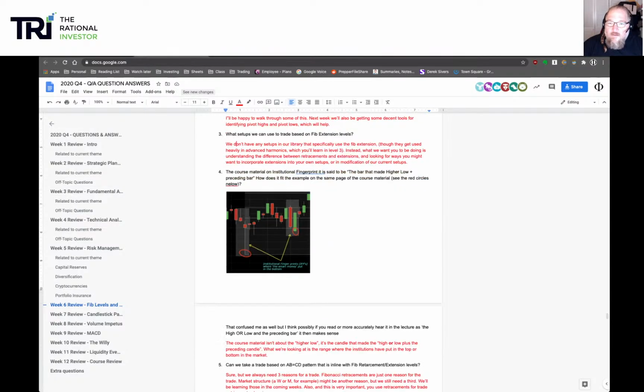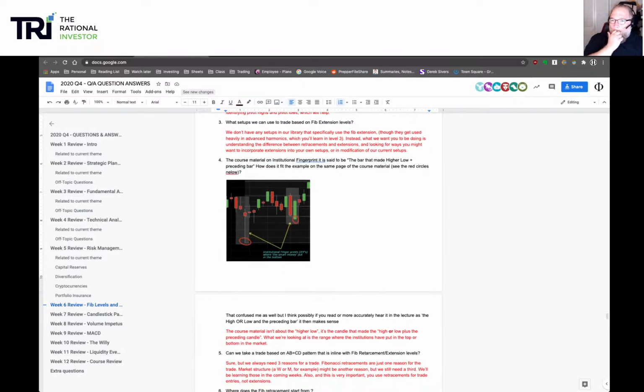Here we go. The course material institutional fingerprint says the bar that made the higher low in the preceding bar. Again, it was high or low plus the preceding bar.